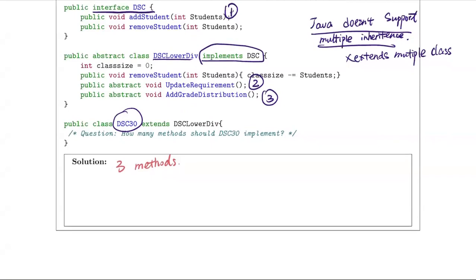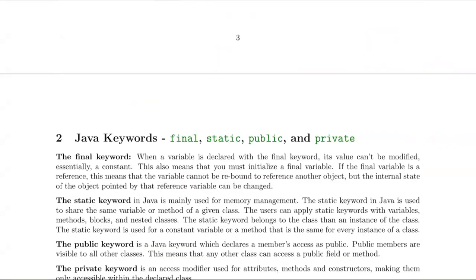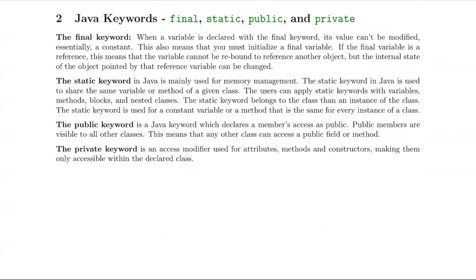Okay, let's move on. We have a lot of stuff. Through the PAs, you might already realize that there are a lot of keywords in Java that define the properties of variables or methods. So for Java keywords, in this section we will review final, static, and public and private.